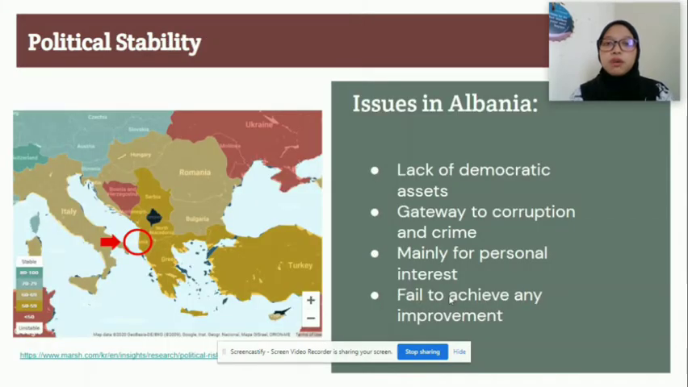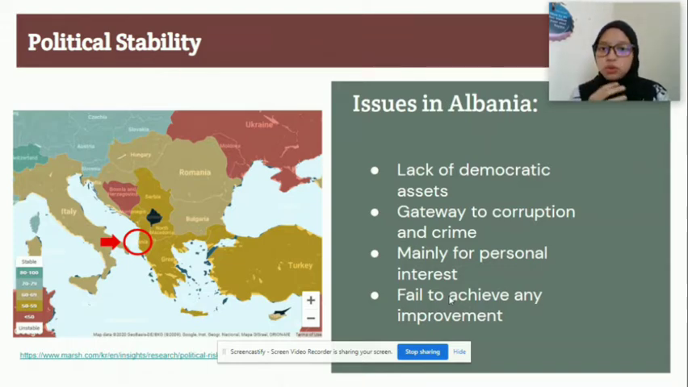Okay, so for political stability, this is the current issue, what is happening in Albania. Until today, Albania has still not reached the level to be called a real democracy. Instead, the country has been considered a hybrid regime, and there has not been any recorded improvement towards democracy since 2018. The country lacks democratic assets such as the electoral process, pluralism, civil liberties, and political participation. As a result, political culture is developing more towards an autocratic regime.